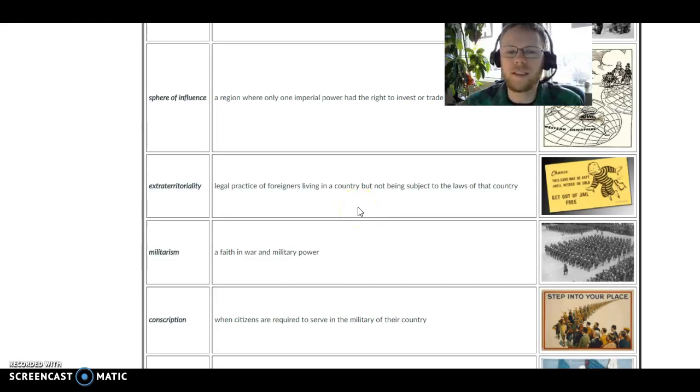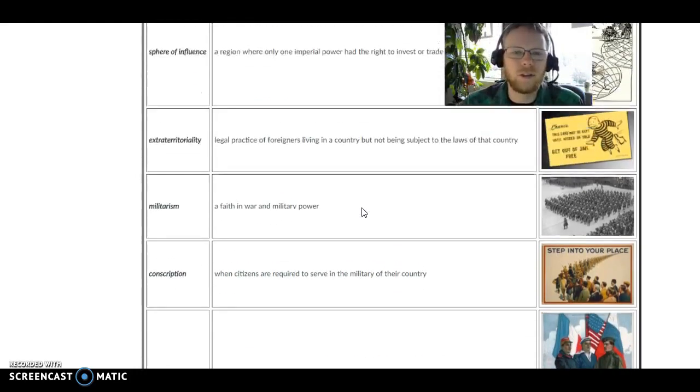Extraterritoriality is a legal practice of foreigners living in a country but not being subject to the laws of that country. So that would be like Mr. Young moves to China, but he has to follow U.S. law and not Chinese law. Extraterritoriality. Usually this happens when you have cultures that are vastly different.